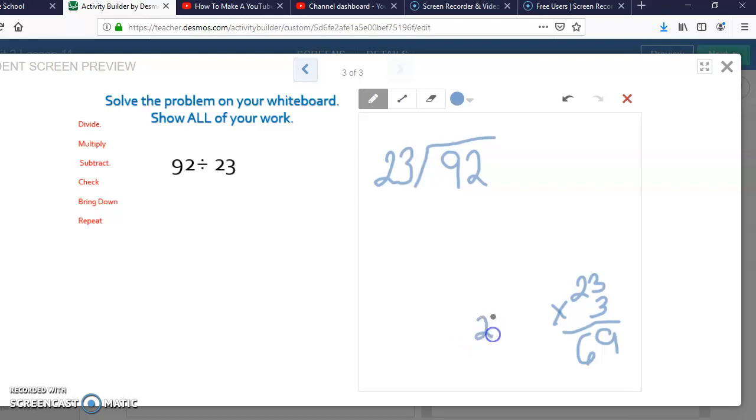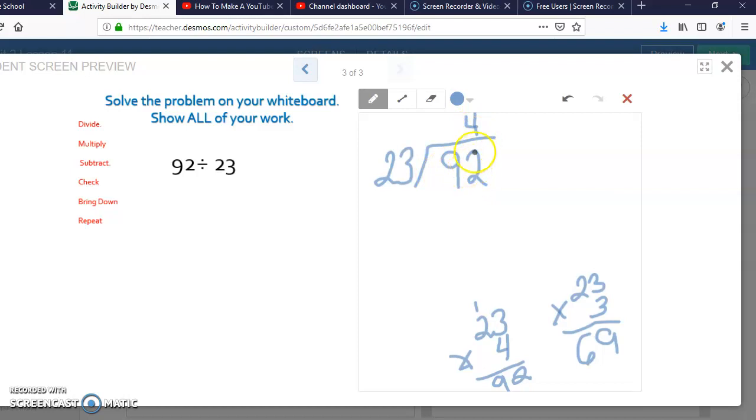Let me try 23 times 4. All right, 4 times 3 is 12. 4 times 2 is 8, plus my 1 is 9. Oh my, looky there. Okay, so I know that 23 times 4 is going to be 92. So up here, I know I'm going to put 23 into 92 4 times.